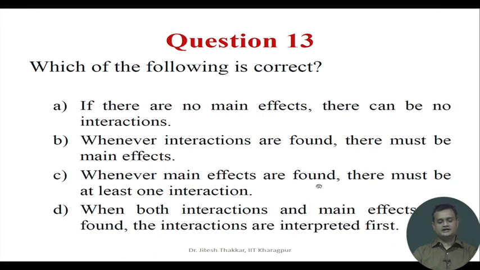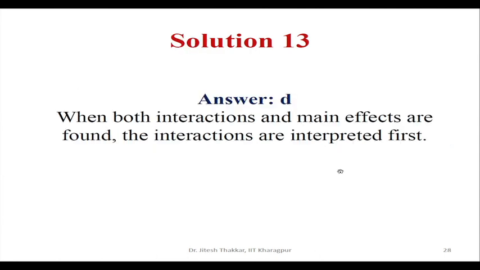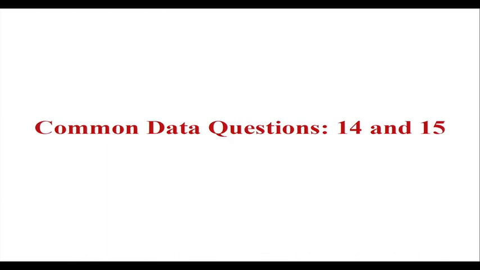Replication. Question 13. Which of the following is correct? Option A. If there are no main effects, there can be no interaction. Option B. Whenever interactions are found, there must be main effects. C. Whenever main effects are found, there must be at least one interaction. D. When both interaction and main effects are found, the interactions are interpreted first. So, the correct answer is D. When both interactions and main effects are found, the interactions are interpreted first.